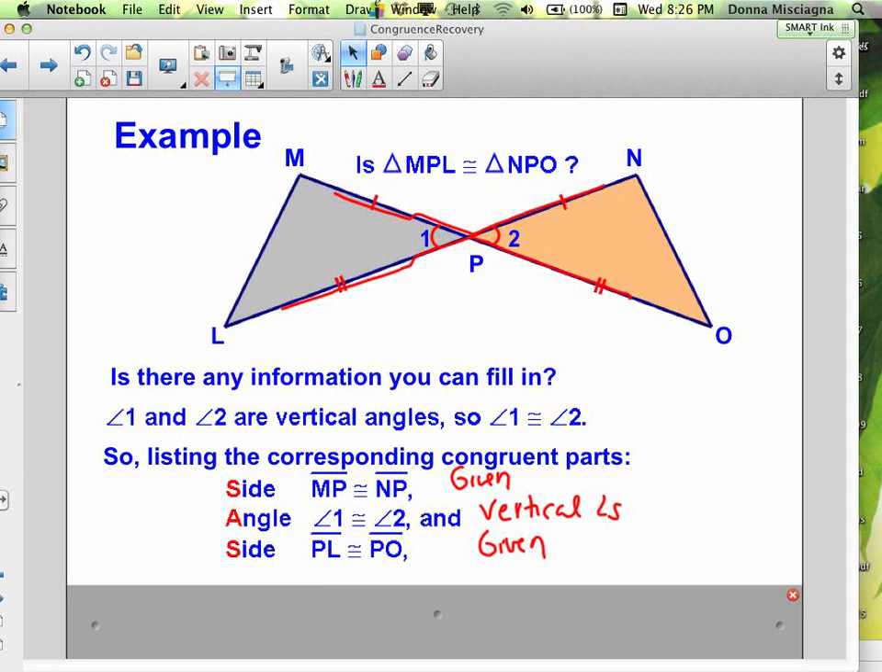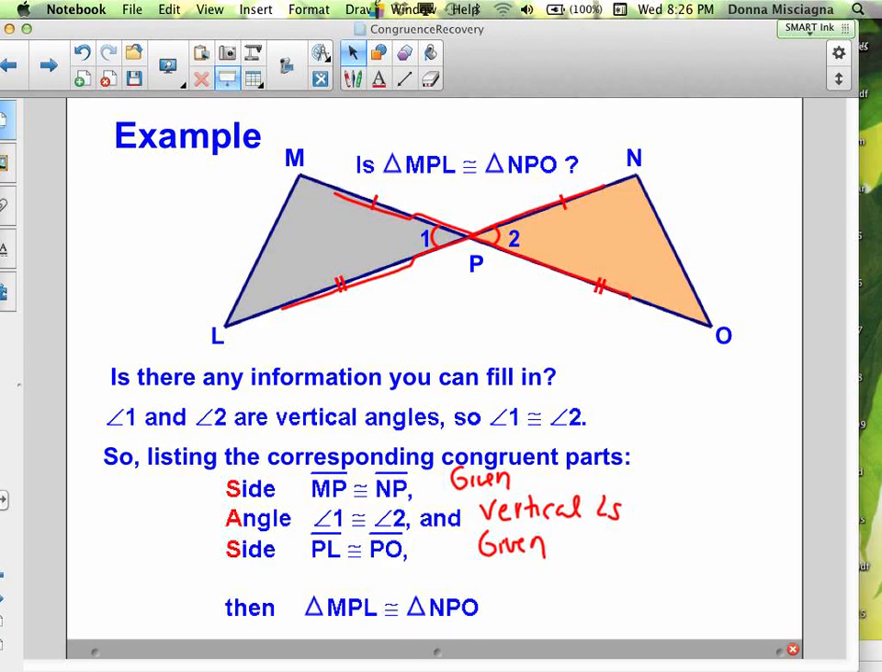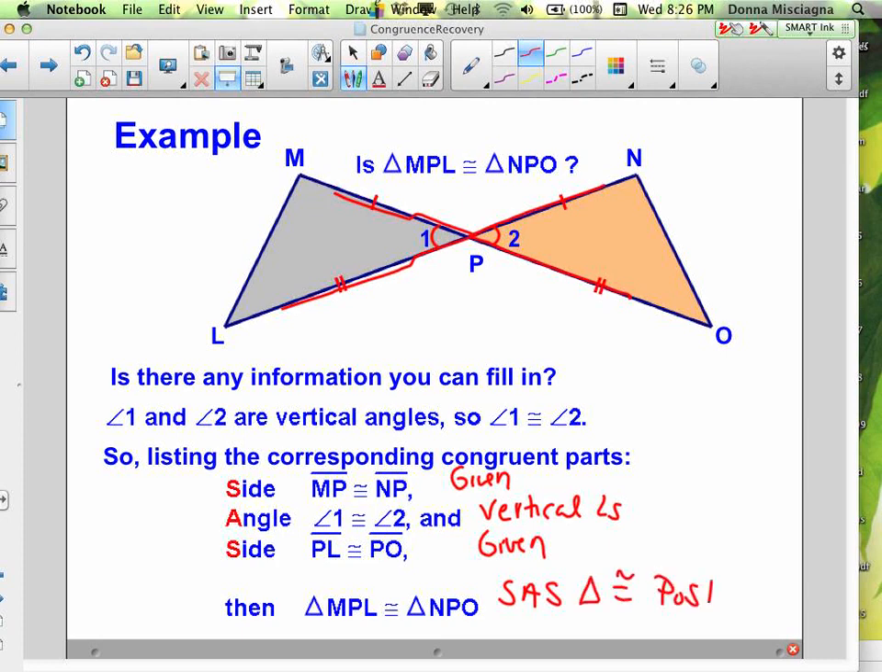So there we go. We've proven the triangles congruent using the side, angle, side triangle congruence postulate. All right, let's try some more. And some of them are in your notes.